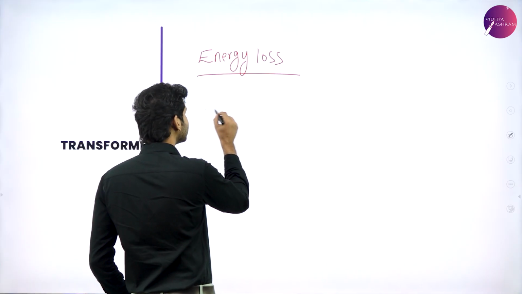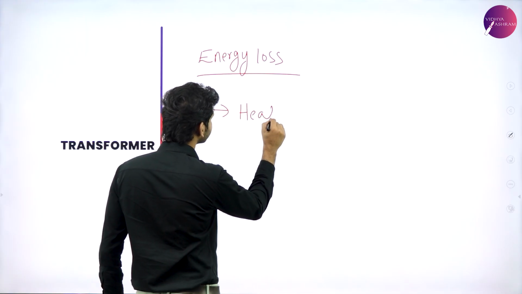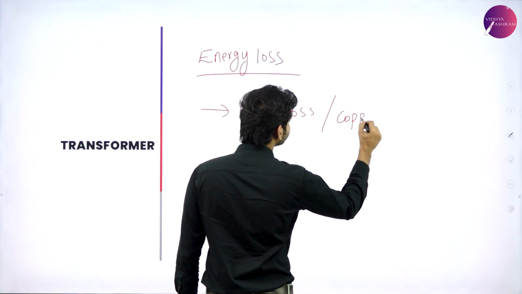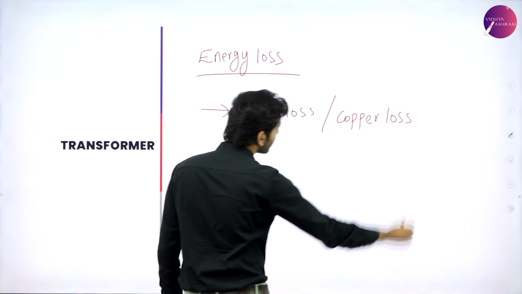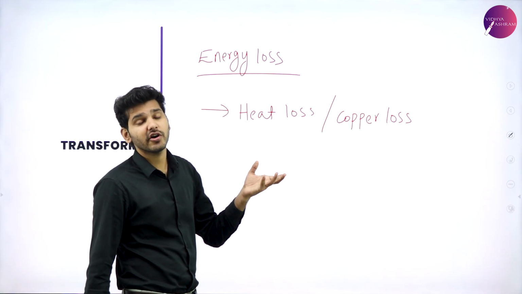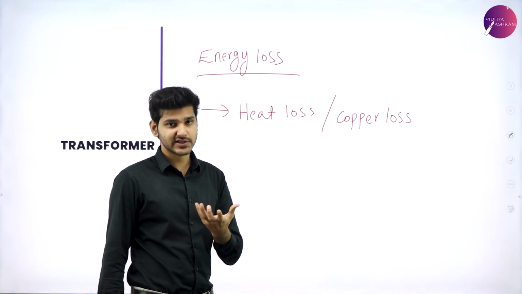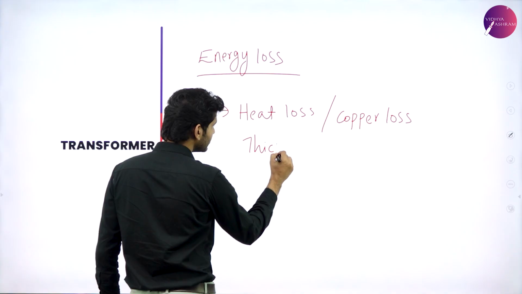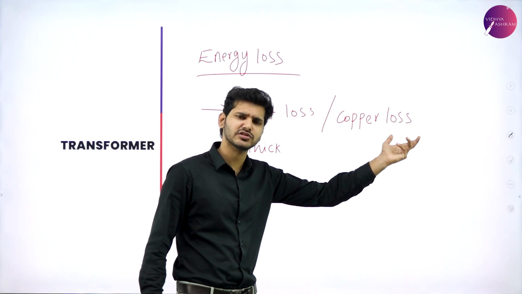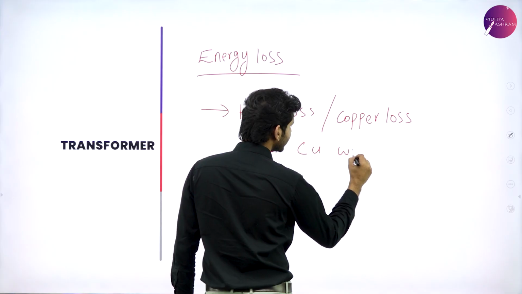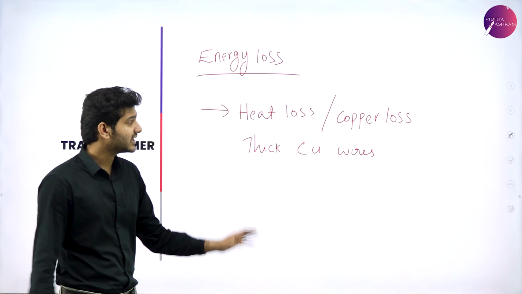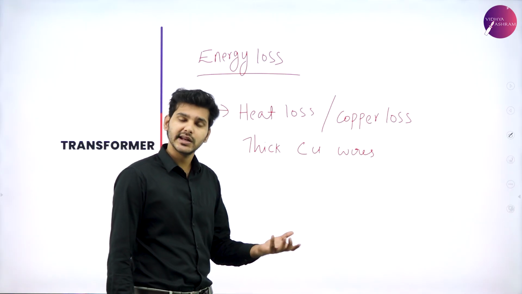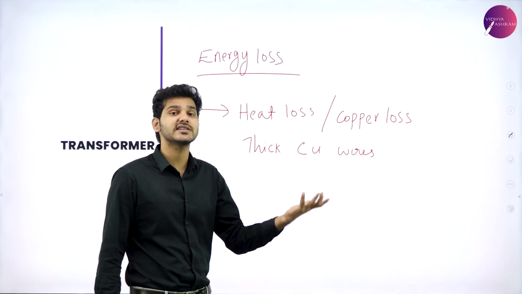So I can say that there will be heat loss, or simply copper loss. This is known as the loss of energy in the form of heat inside a transformer. This can be rectified by using thick wires. Generally we use copper wires, which is why it is also known as copper loss. If you use thick copper wires, the heat loss can be controlled or reduced. There will obviously be heat loss because there is resistance inside the wire.